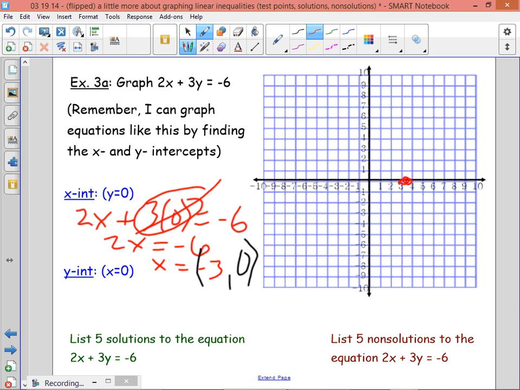Let me undo that. Negative 3, comma, 0. I wasn't paying close enough attention. And so I have my point there.